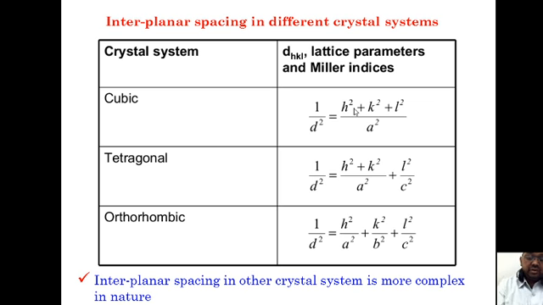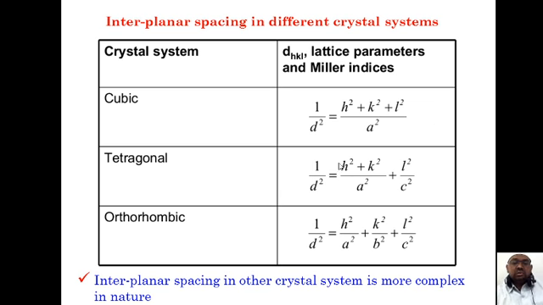You can see that video, I think class number 6 or 7. In classes 6 and 7, you will understand how we got these values: 1 by d square is equal to h square plus k square plus l square by a square. This is the mathematical expression for the d value, the interplanar spacing, for the cubic crystal system. You have to use this particular formula.